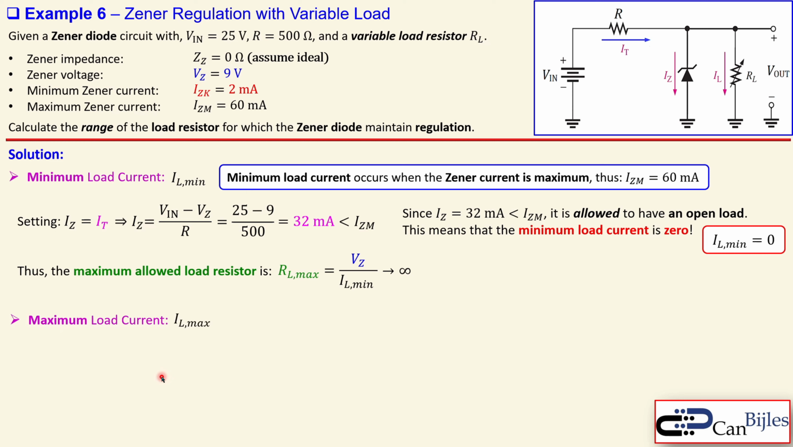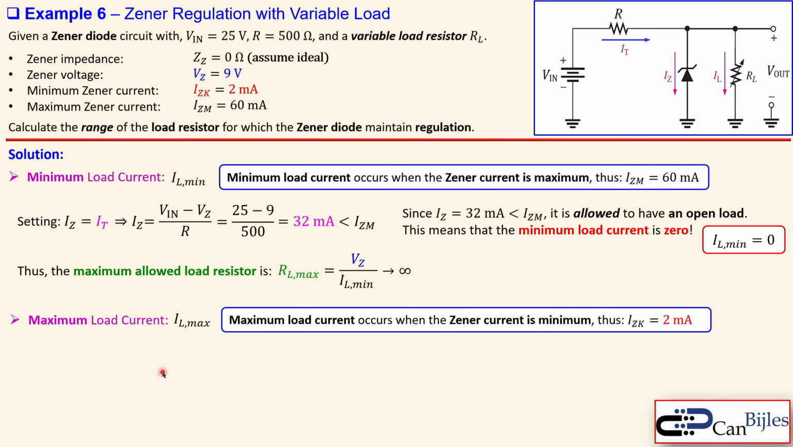For the maximum load current, IL maximum, it occurs when the Zener current is minimum. So I cannot have 0 here, it must be the minimum. That minimum is 2 milliamps, which is given here in the example. So then we have the following. IL maximum is the total current minus the Zener current. The total current was calculated as 32 milliamps in our case, so that will be 32 milliamps minus 2 milliamps, which is 30 milliamps. This is the maximum load current.